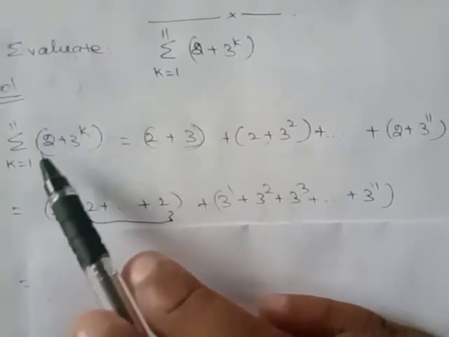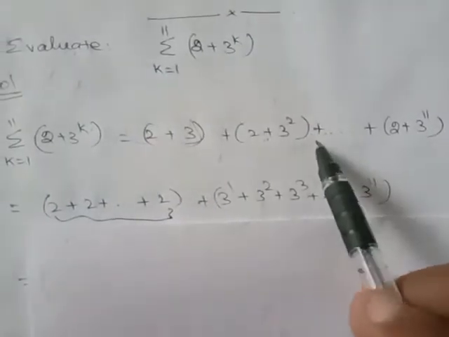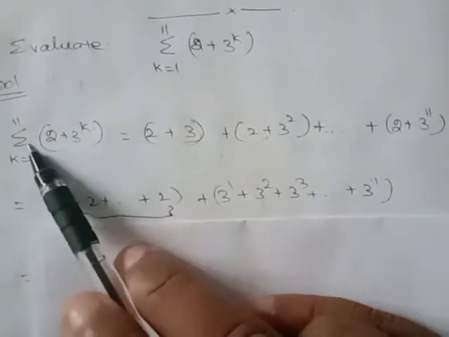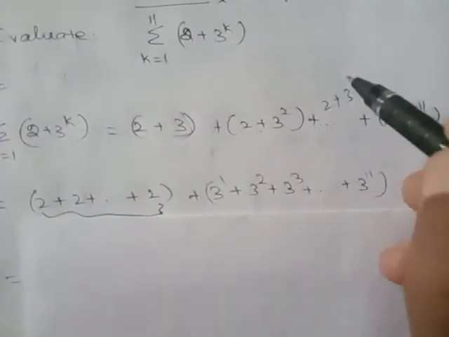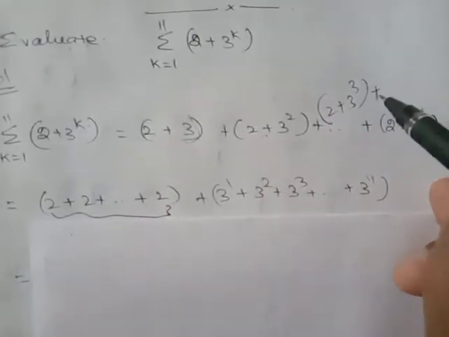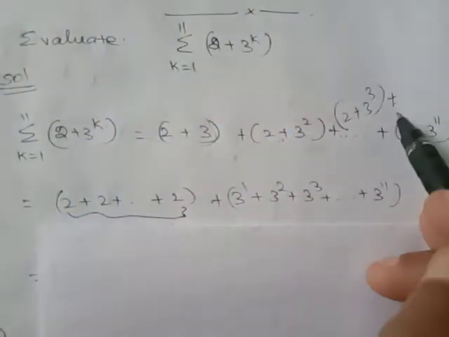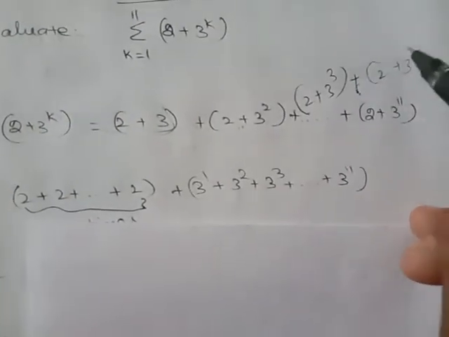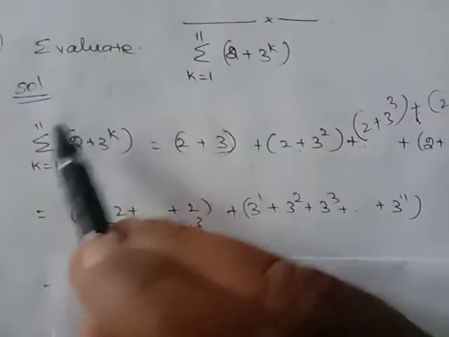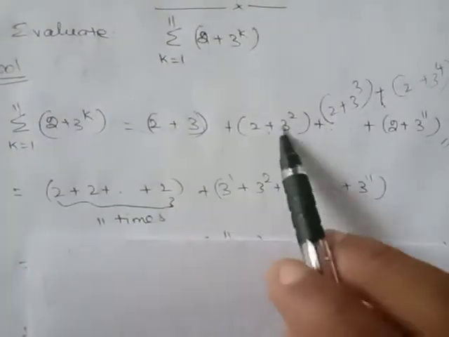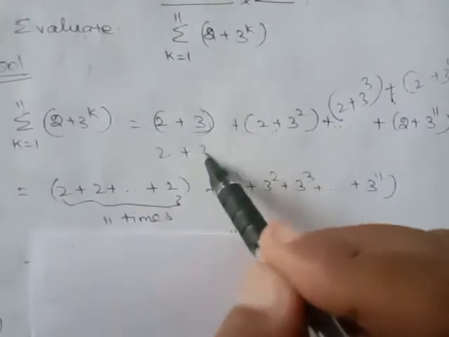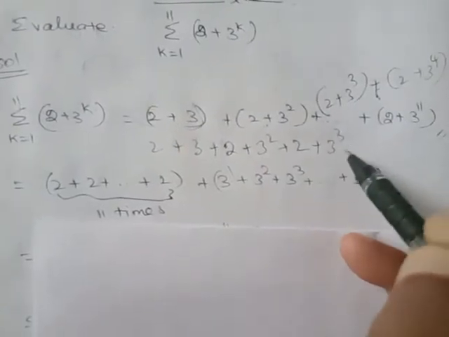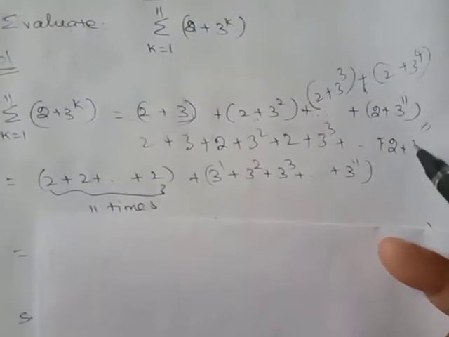So we get 2 plus 3, and then 2 plus 3 square. This plus sign comes due to the summation sign, and then 2 plus 3 power 3, and then again 2 plus 3 power 3, and we put the plus sign due to the summation. And then the k value should be 4. So we get 2 plus 3 power 4, and it keeps on going up to k value equal to 11. Now we need to add all of them. If we rewrite this without brackets, this can be written like this, and it keeps on going like 2 plus 3 power 11.